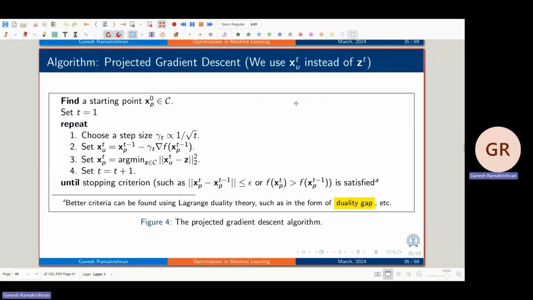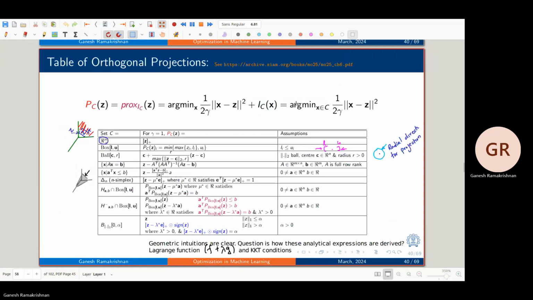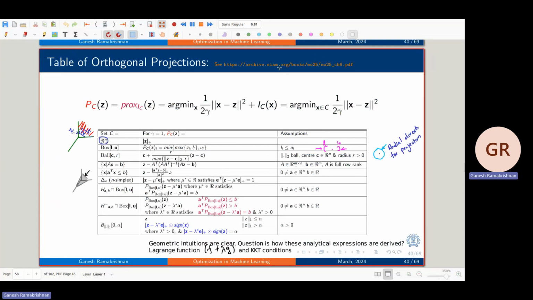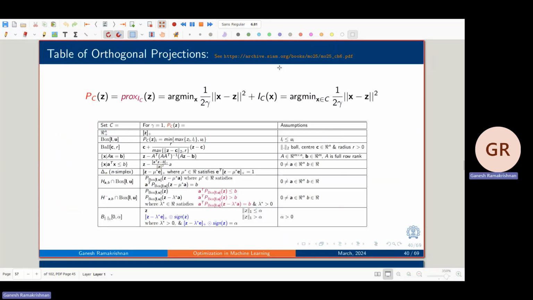In fact, here's just a nice table for you to mull over. And it's a very nice book, by the way. I forget the name of the author. Nathan Beck is the name of the author. So these tables you'll find in that book. It's just as I showed the table for the prox. Here again you can see simple constraints.